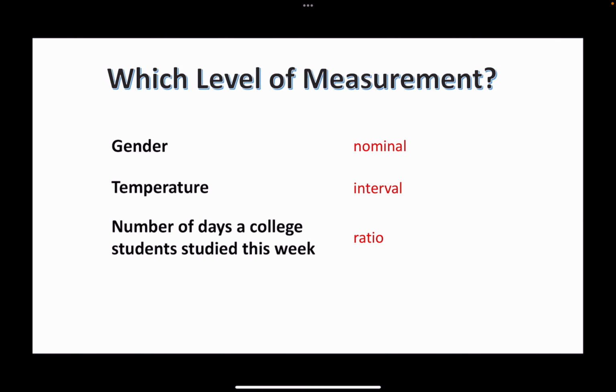That's ratio. Finally, letter grade earned in stats class. As I said before, A, B, C, D, and F. Those are letter grades. There's a certain order they come in, so that is ordinal.